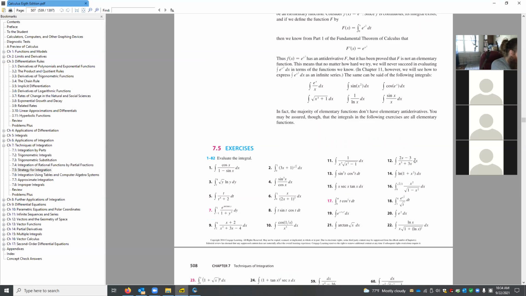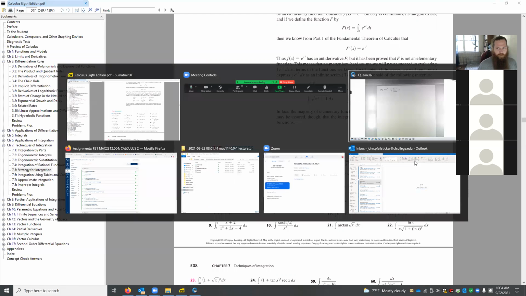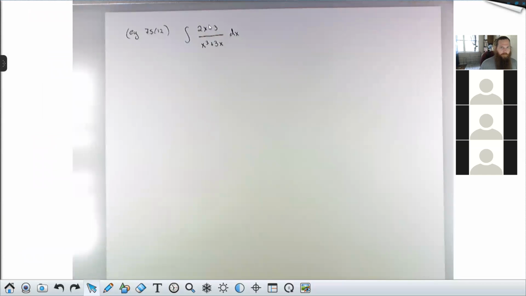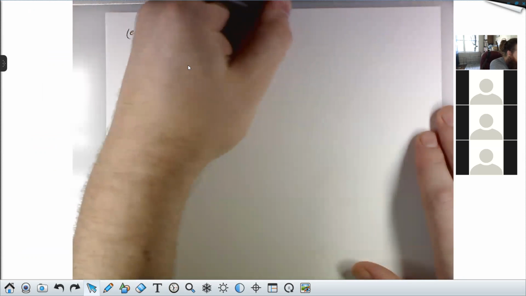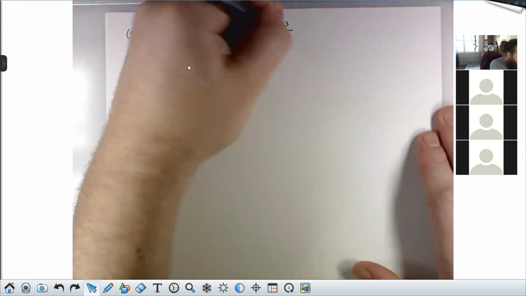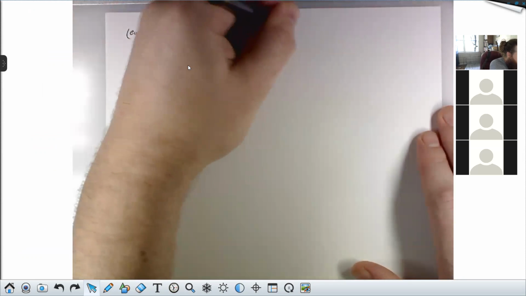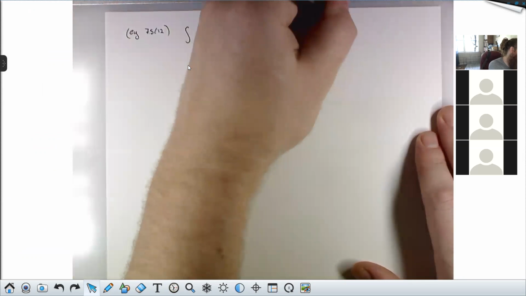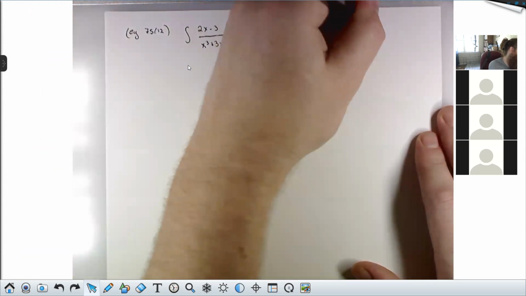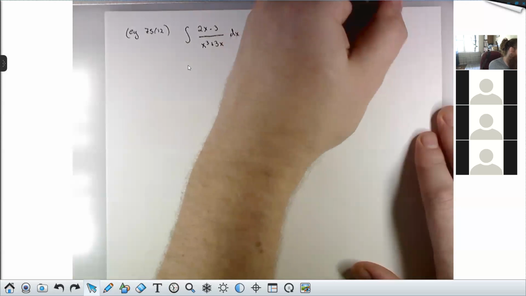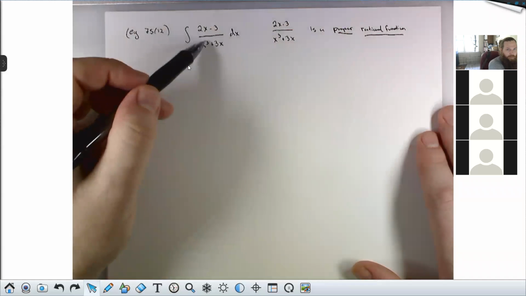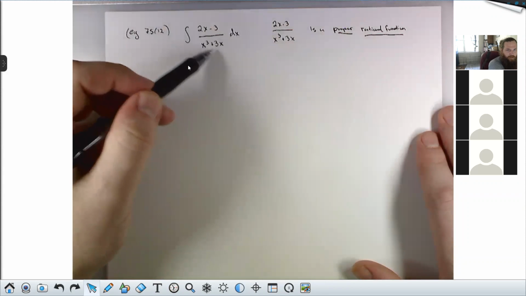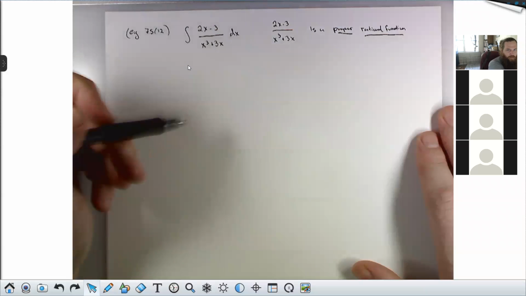Cubed plus 3x. And I probably won't do this whole problem either because we've done a couple of these in class, but I can remind you when that sort of stuff shows up. So this is rational. 2x minus 3 over x cubed plus 3x is a proper rational function. It's rational because it's a ratio of polynomials, and it's proper because the degree of the bottom, 3, is bigger than the degree of the top, 1.